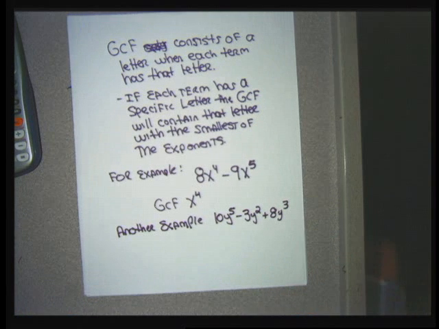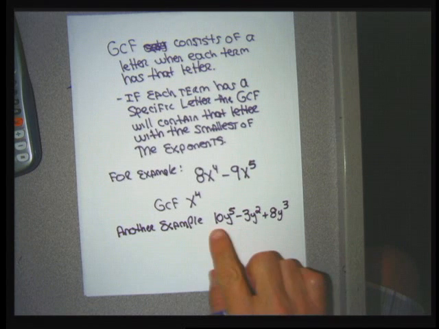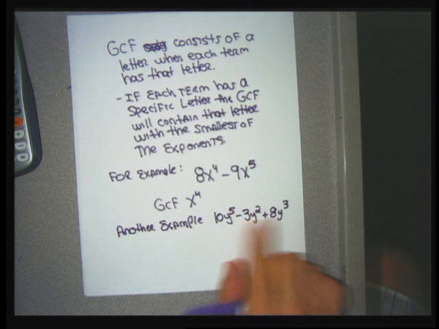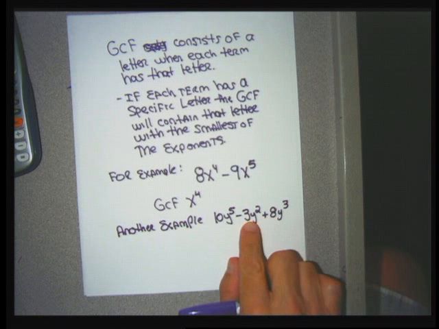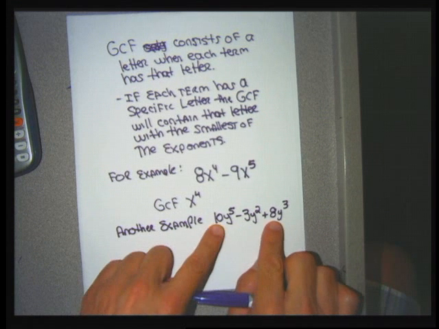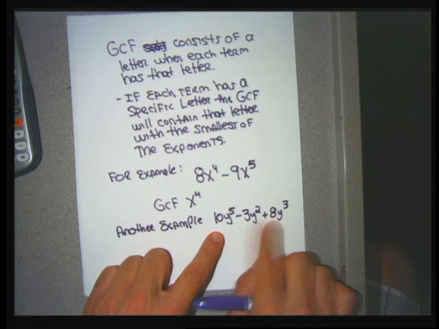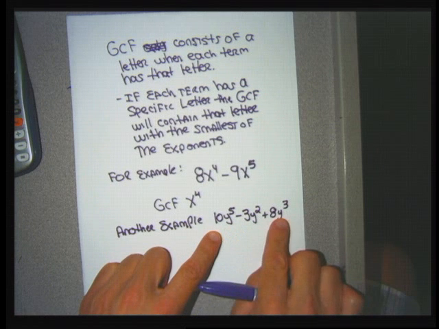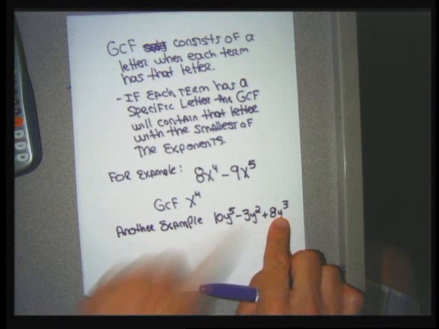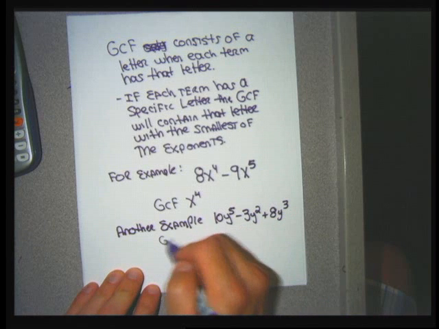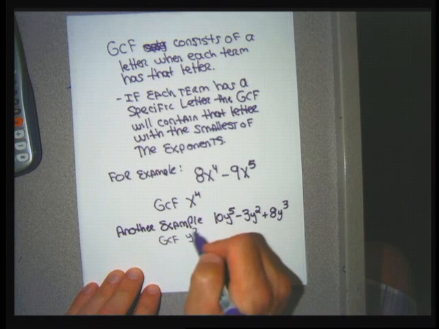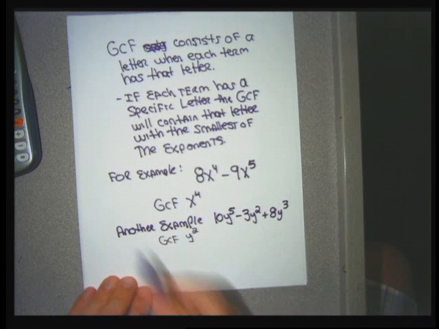This is a trinomial, and it doesn't have a number common factor because the only number that divides evenly into 10, 3, and 8 is 1, because the only numbers that divide evenly into 3 are 1 and 3, and 3 doesn't go into 8 nor 10. The greatest common factor here is only going to consist of a letter because each of the terms has the same letter, and the greatest common factor always has that letter with the smallest exponent, and so it would be y squared.